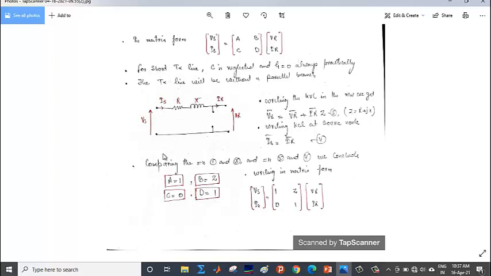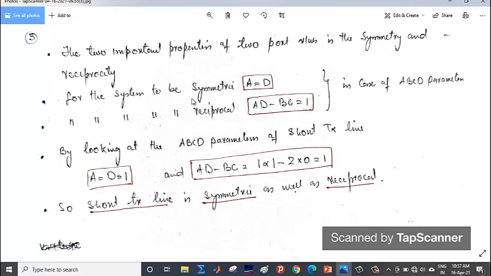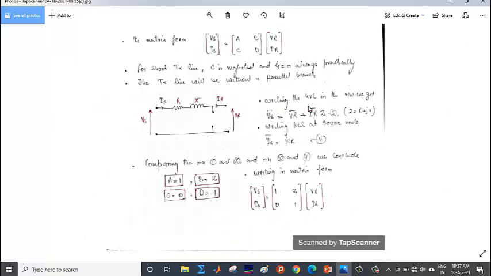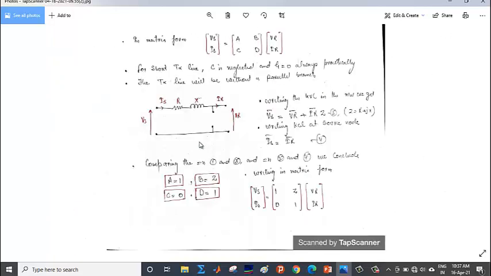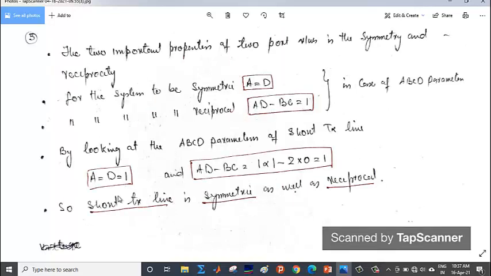Same is the case with reciprocity. So in that case, we need to find out whether this is symmetric or reciprocal. For ABCD parameters, for a system to be symmetric, A is equal to D, and for a system to be reciprocal, AD minus BC should be equal to 1. So we need to check it. Since we have calculated the ABCD parameters of the short transmission line, we need to check whether it follows symmetry and reciprocity. You can see A is equal to 1 and D is equal to 1. So that means it is symmetric. Since A is equal to D is equal to 1, our short transmission line is symmetric.